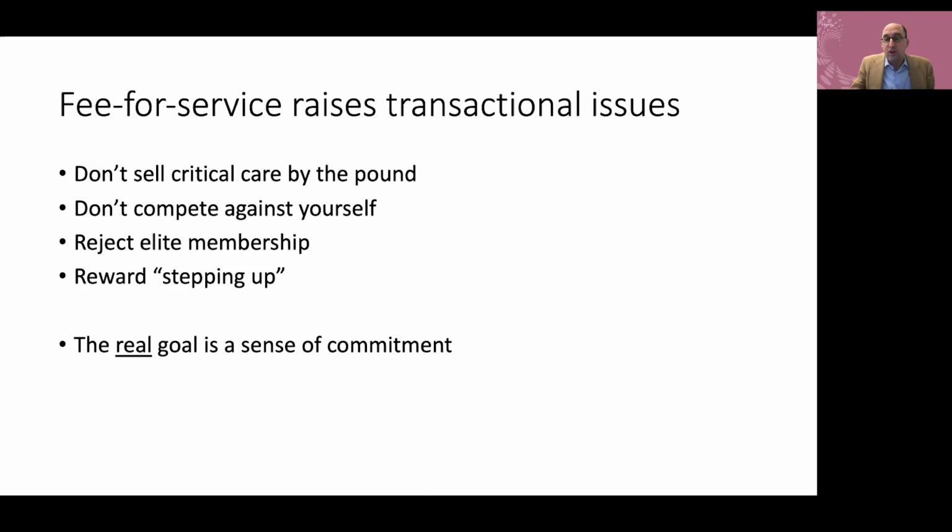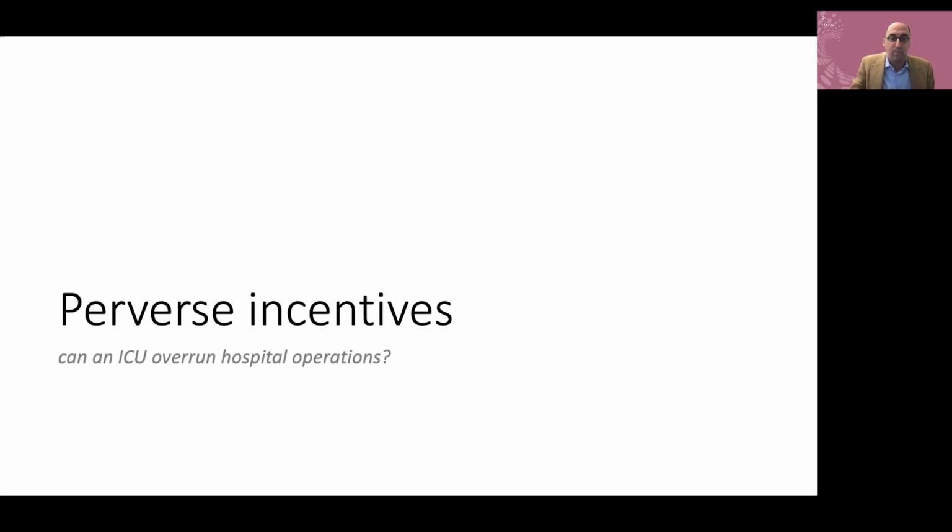We also want to reject elite membership. It's not that one set group of providers is better than another. They simply are different, and we're using established models to show that. You should reward stepping up. That includes potentially paying moonlighting for additional service time, but the best way to handle moonlighting is on an even scale that's transparent to everyone across the institution. It's not getting it right to the absolute last cents, because the real goal here is a sense of commitment to the common cause of your ICU.